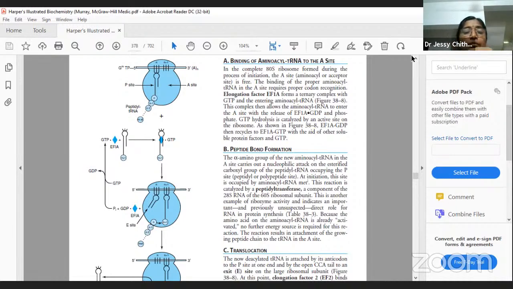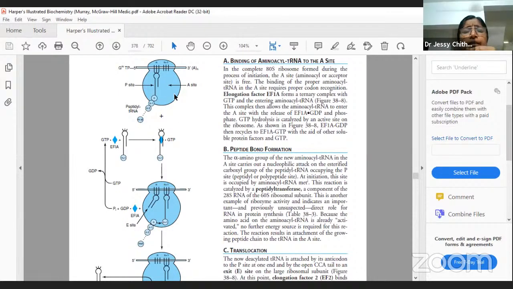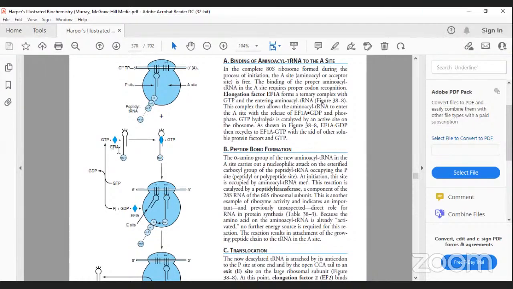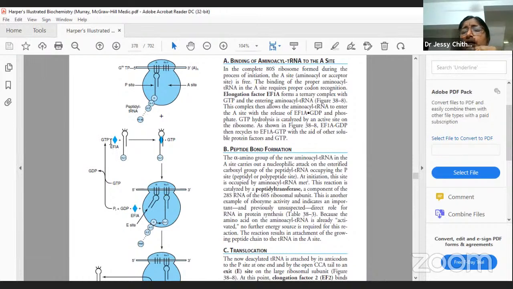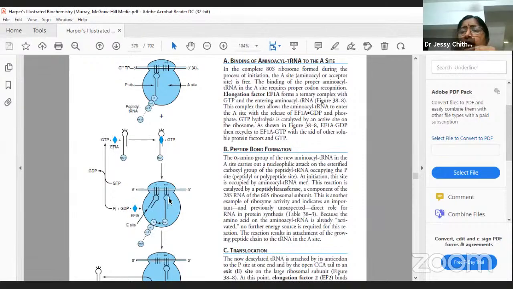Which is the second step? So which are the factors that are needed for binding the tRNA to A site? Ma'am, the anticodon, the codon, reading of the anticodon. Eukaryotic elongation factor 1 alpha and GTP. Along with this, it will come and bind to the A site.